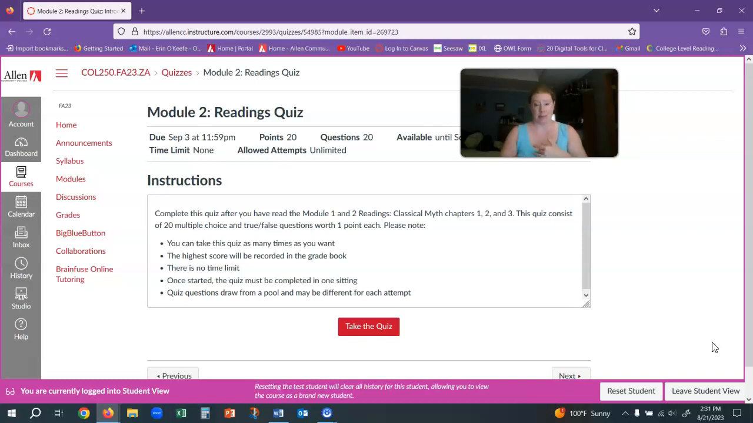You can take them as many times as you want. The highest score is recorded, but keep in mind, if you take the quiz more than once, you may get different questions as you take them. So it might be a good idea to take it a couple of times just to get some practice with the quiz, but also because the exams pull from the quiz pools. So there is a chance that you might get the same types of questions on the exams.